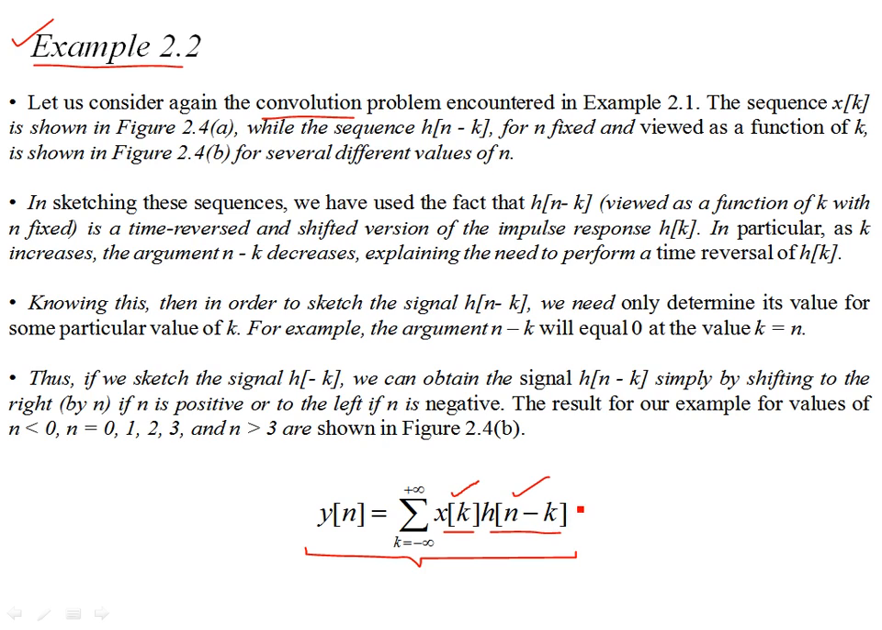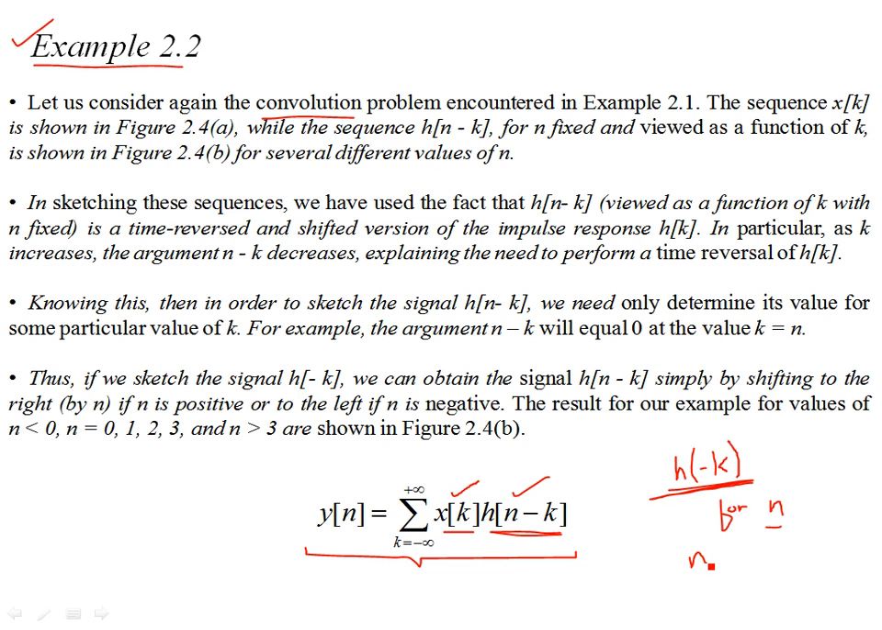Now, what this expression means graphically is that if you treat the sequence as a function of k, then this function is the time reversal of the impulse response. That means this is h of minus k, which is shifted for a fixed n. So if you have to evaluate it for a particular n, you take the time reversal of the impulse response and shift it for that particular discrete time index n.